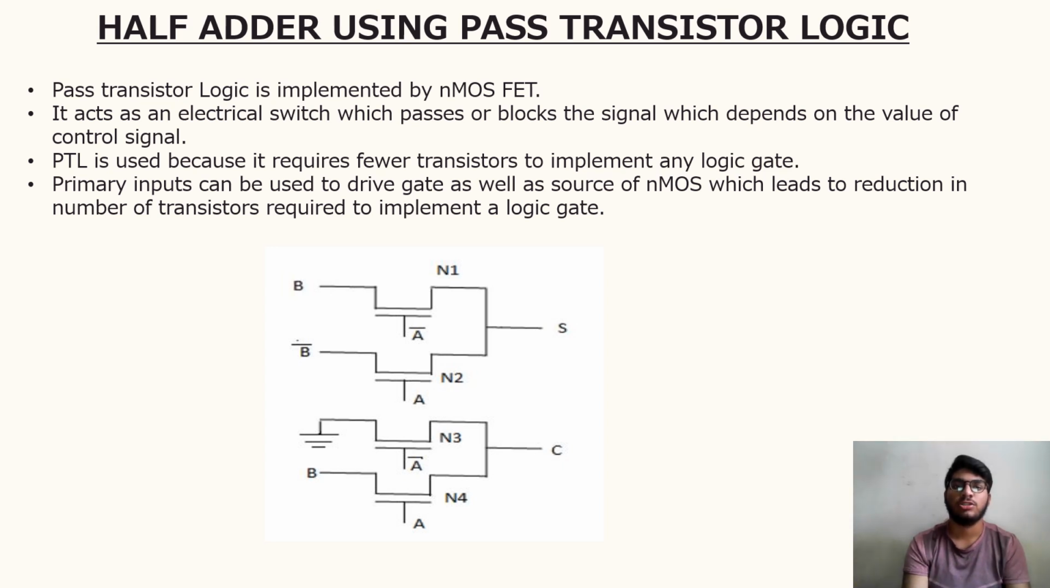Pass transistor logic is implemented by NMOS FET. It acts as an electrical switch which passes or blocks the signal depending on the value of the control signal. PTL is used because it requires fewer transistors to implement any logic gate. Primary inputs can be used to drive the gate as well as the source of NMOS, which leads to a reduction in the number of transistors required to implement a logic gate, and the logic gate of pass transistor is also given.